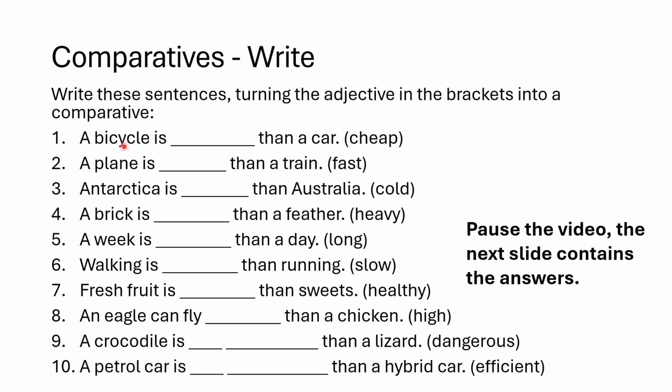Write these sentences, turning the adjective in the brackets into a comparative. 1. A bicycle is than a car. Cheap. 2. A plane is than a train. Fast. 3. Antarctica is than Australia. Cold. 4. A brick is than a feather. Heavy.